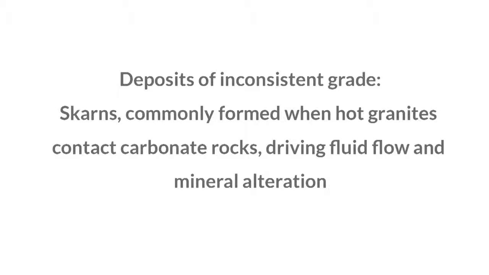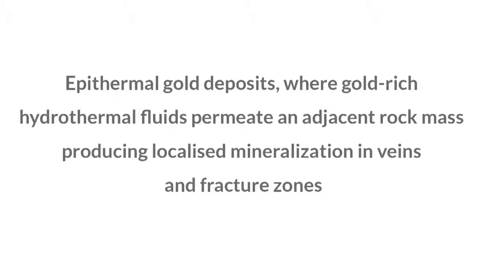Examples of deposits of inconsistent grade include skarns, commonly formed when hot granites contact carbonate rocks, driving fluid flow and mineral alteration, leading to deposits of tungsten, molybdenum, or copper. Or epithermal gold deposits, where gold-rich hydrothermal fluids permeate an adjacent rock mass, producing localized mineralization in veins and fractured zones.